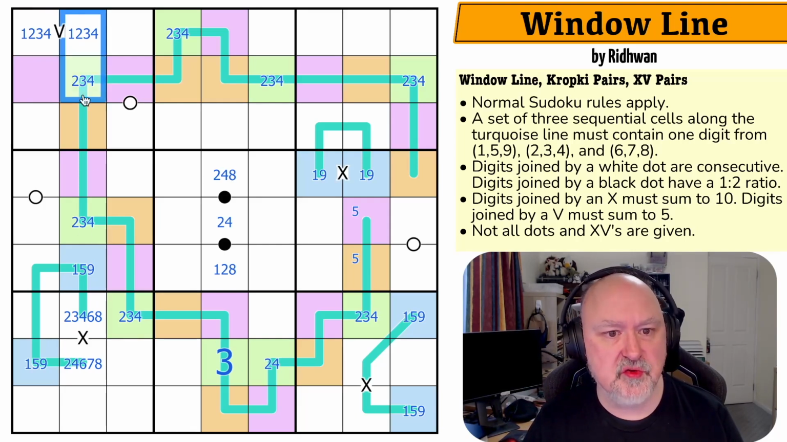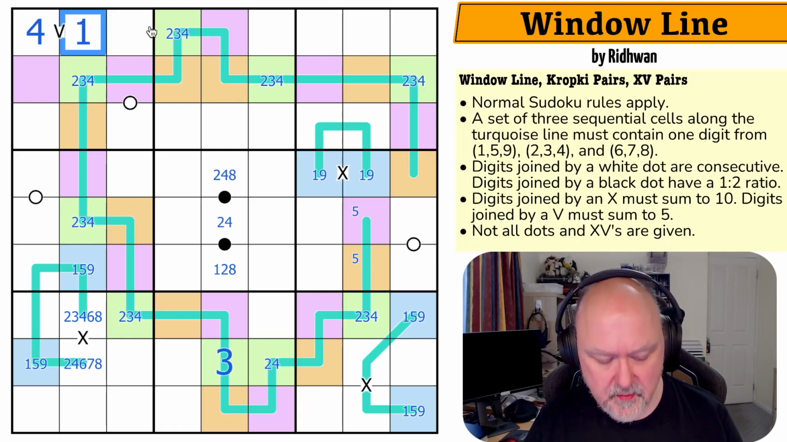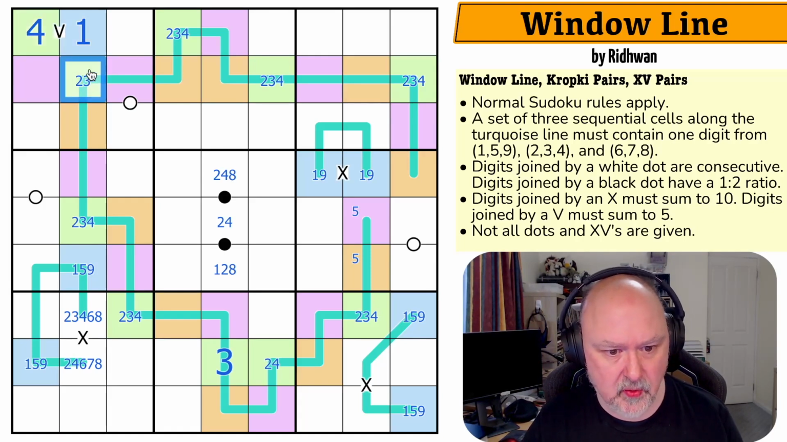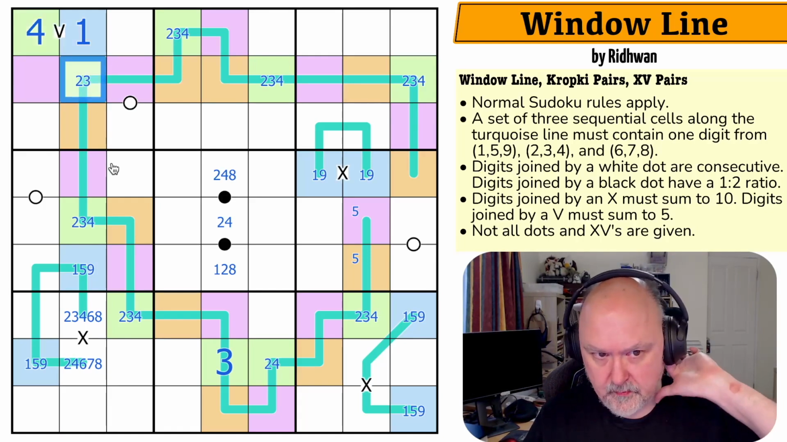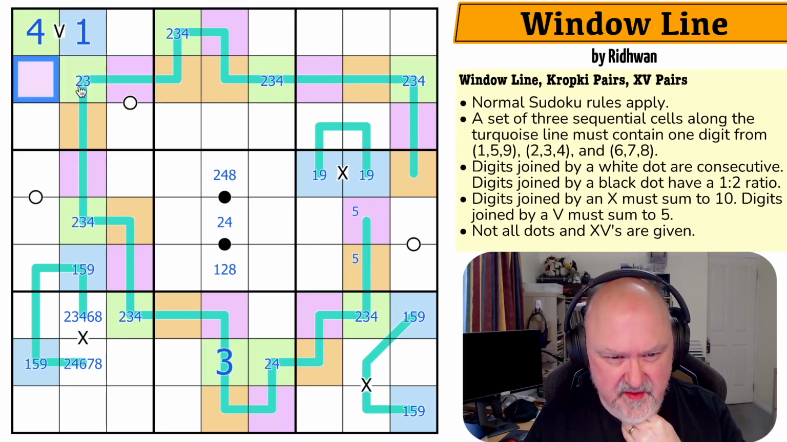Because if this was 2, 3, 4, that'd be a 2, 3, 4 triple, and these would have to be a minimum 6, 7, which sums to 13. This is a 1, this is a 4. Now 1 is from my blue set, and 4 is from my green set. It means this isn't a 4. Now, could these be 5, 9?